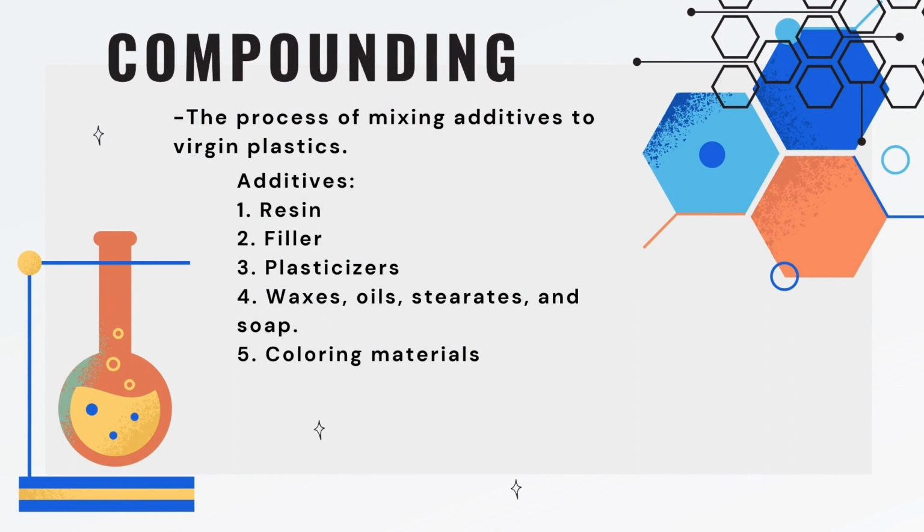Next we have plasticizers. They are small molecules and act as an internal lubricant and improve the plasticity and flexibility of the polymer. Waxes, oils, stearates, and soaps. These additives are used to improve the finish and reduce the sticking tendency of the plastic to the molds. Coloring materials are also added to improve the appeal, impart beauty, and give UV protection to the finished material.